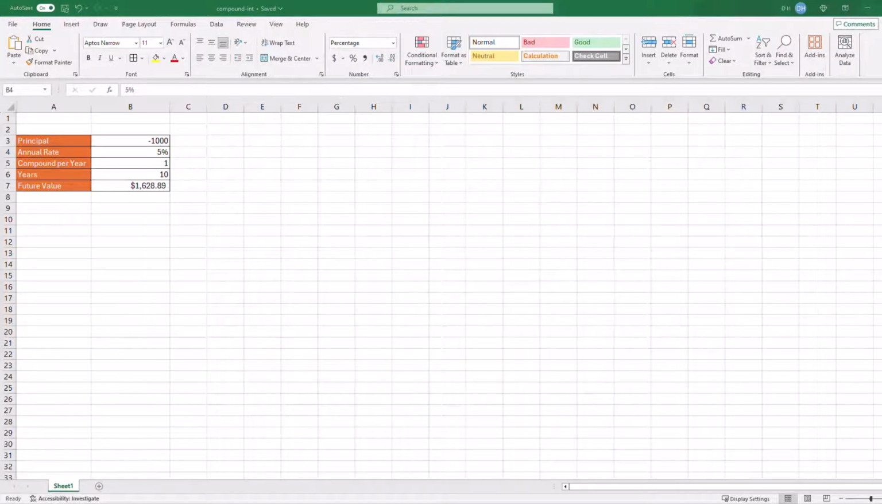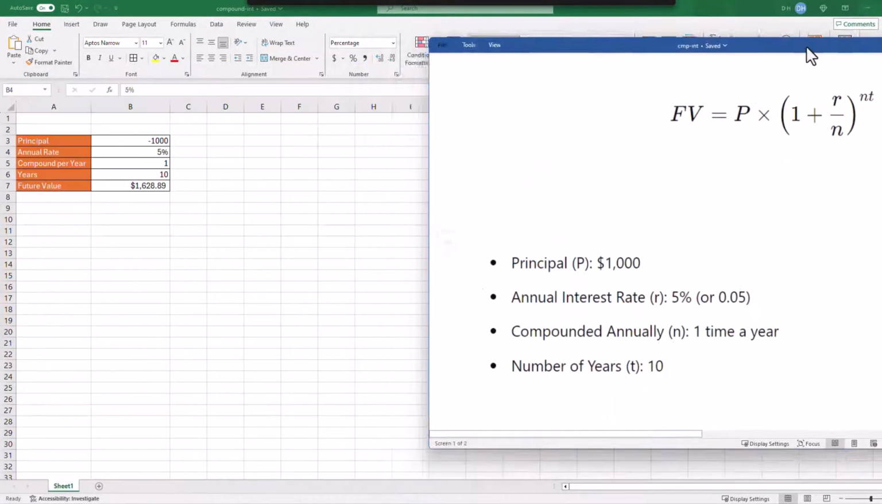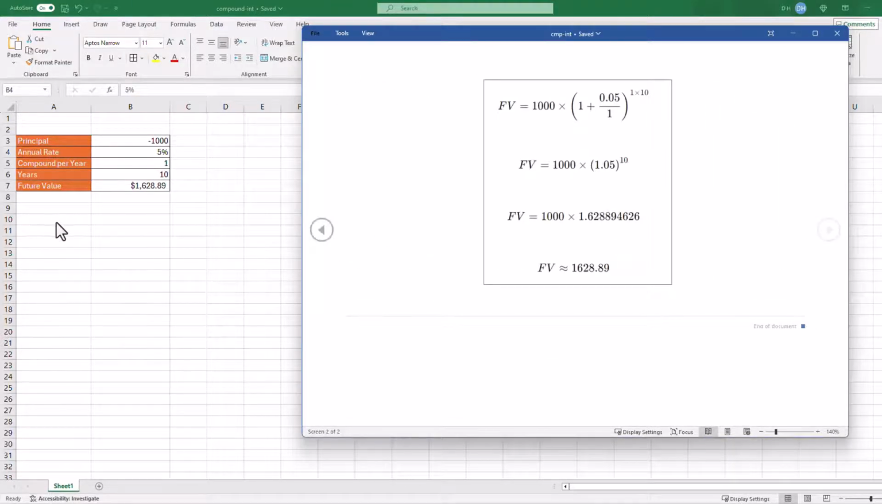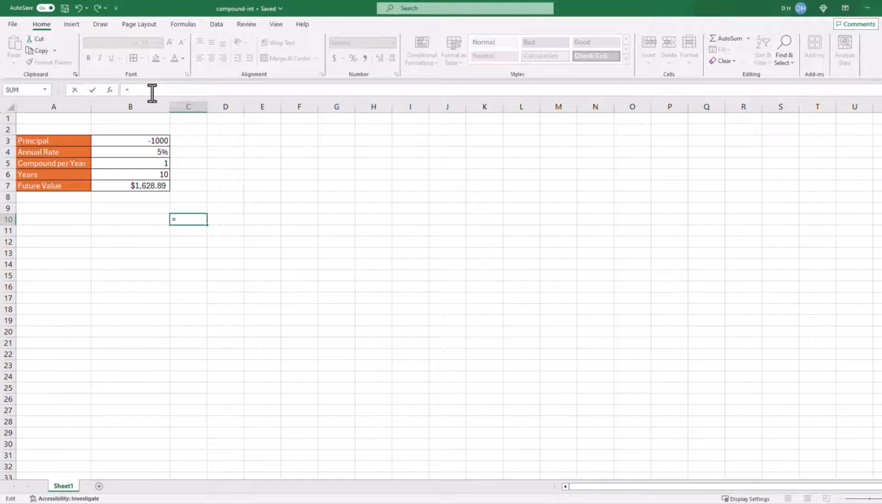Now, if you wanted to be a nerd and think about how we can do it manually, here's the formula. And if you're curious to see how you can do this in Excel, let's just plug it in, right? I'm going to put a formula in here to show you how it looks like when I am typing it out.